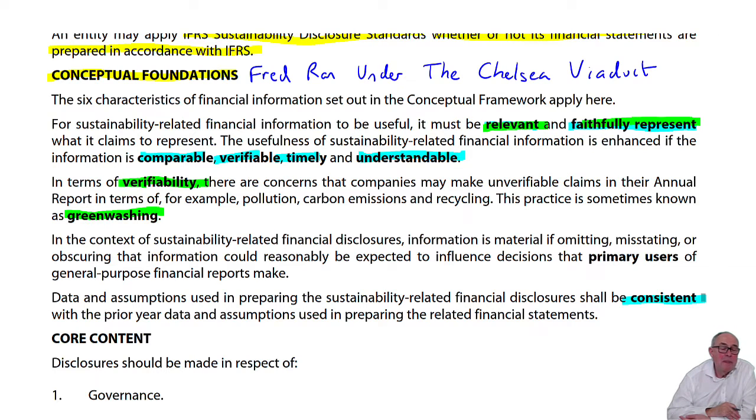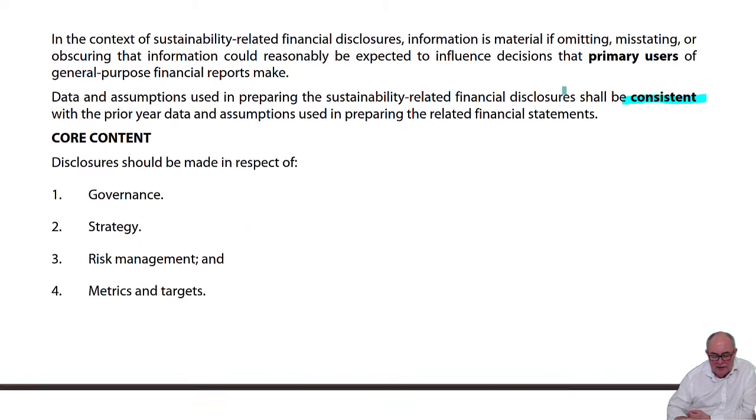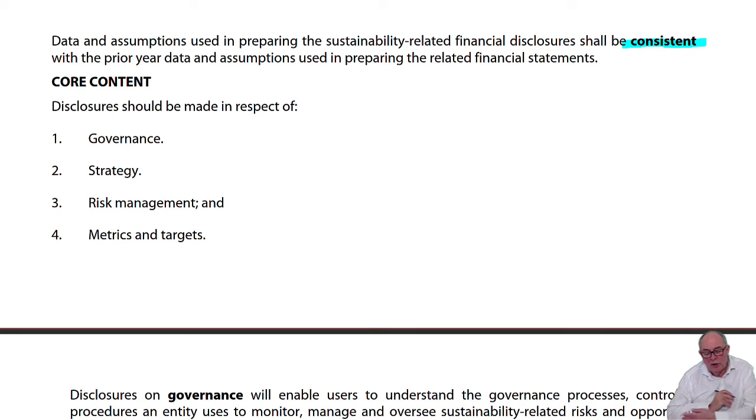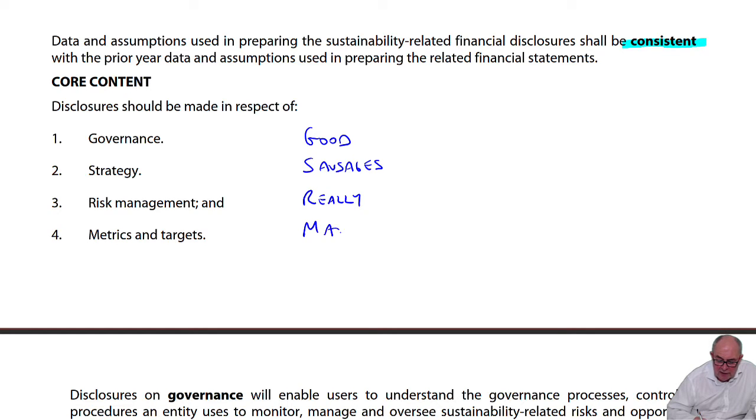So what is it that must be disclosed? Under the standard, here we are, core content. Now my favourite food is sausages. So I'm going to make a mnemonic up that says, good sausages really matter. So when I go to the supermarket and go to the sausage counter, I say, I want your best sausages, because good sausages really matter. You've got to have those 4 words somewhere in your brain. Not sausage, but strategy, and so on.